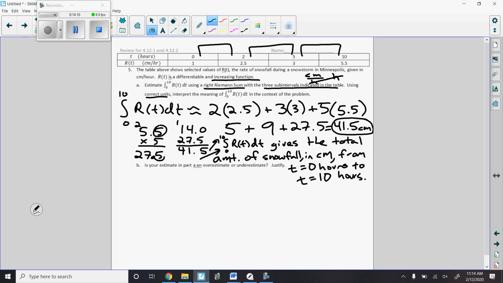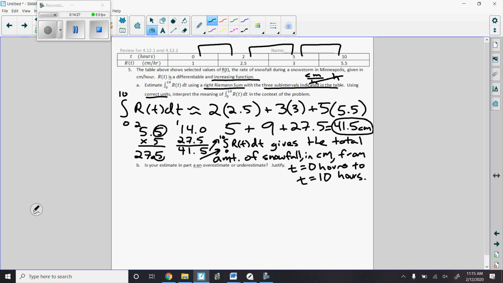But again, anytime we integrate a rate, it's going to give us the total amount, and we just have to think about what the context of the problem is. Okay, so make sure you have both parts in there. When I was walking around yesterday, a lot of people only had the first part and not the second part.